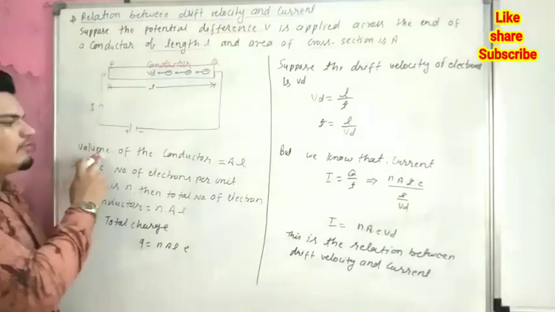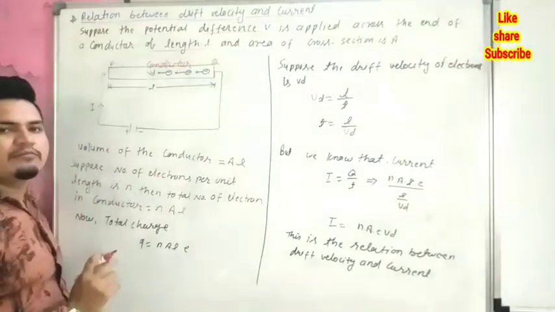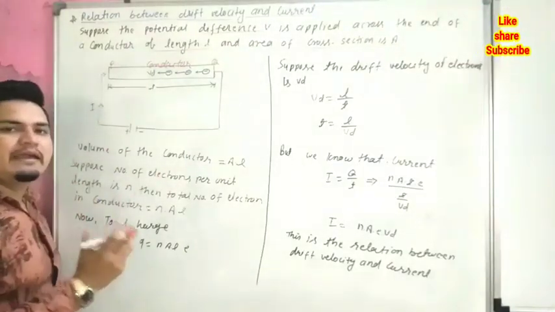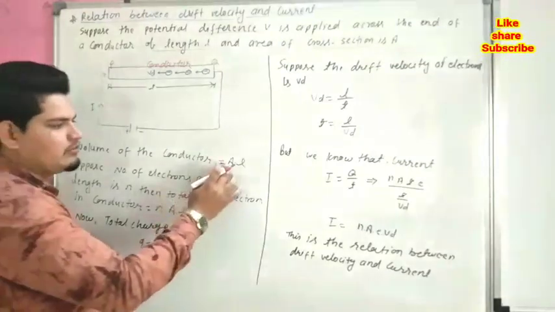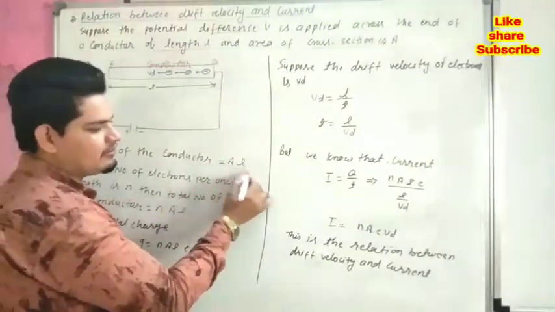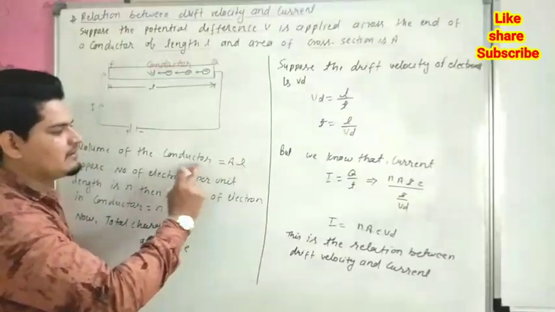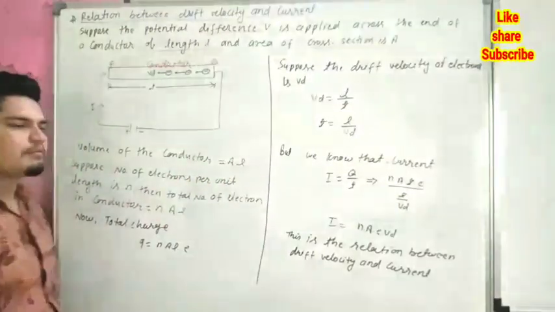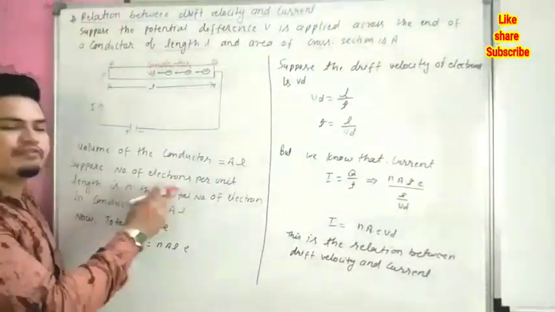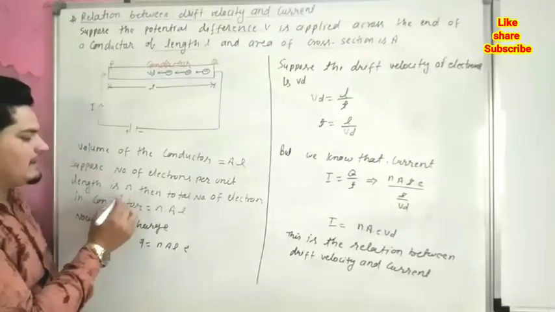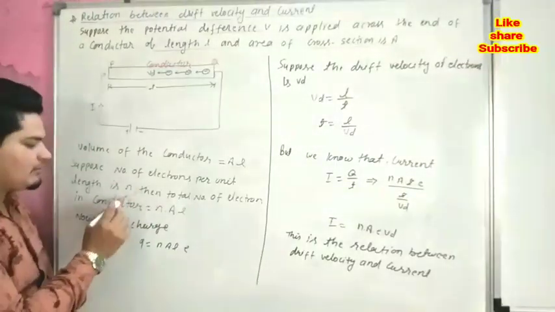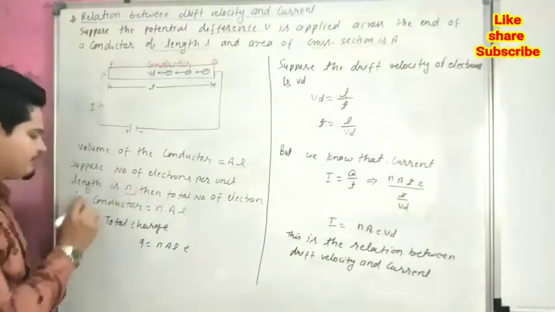Now the volume of the conductor. Volume is calculated by area into length. So the volume of the conductor is area into length. Suppose the number of electrons per unit length is n.